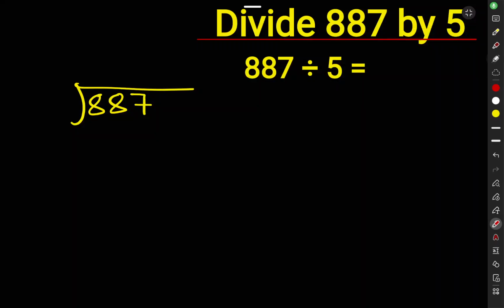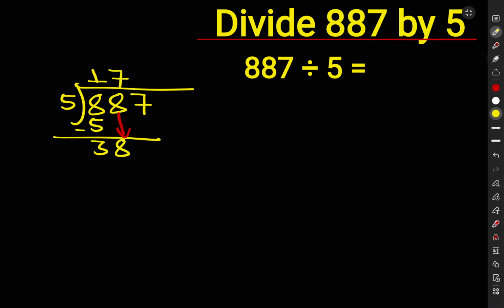We divide 887 by 5 in long division method. 5 times 1 is 5. On subtracting we get 3. So now we put down this 8 and it is 38.